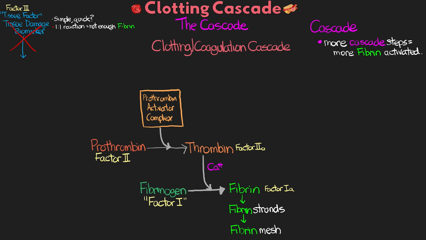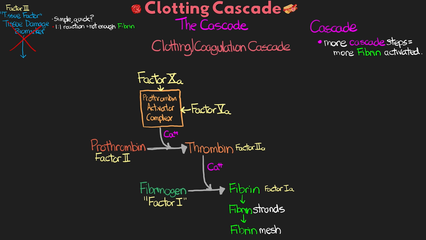This prothrombin activator consists of two additional factors, activated factor 10 and activated factor 5. These two different factors, after being activated, along with, once again, calcium ions, are what drive this conversion of prothrombin into its active form thrombin.